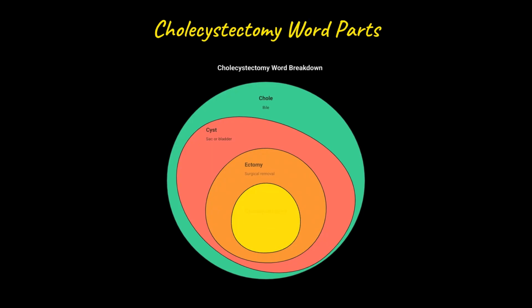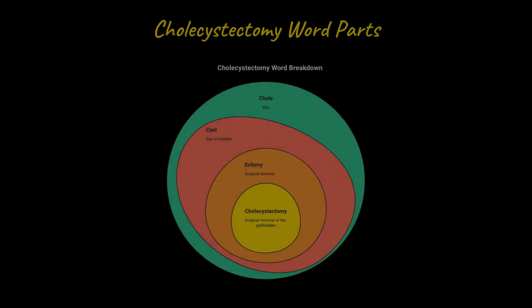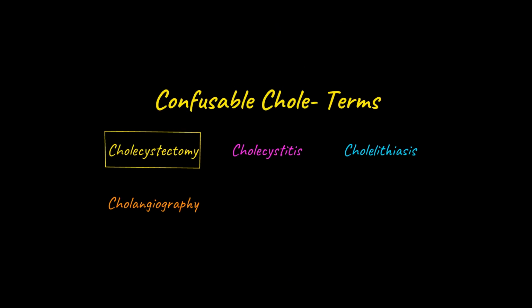Take cholecystectomy. The suffix ectomy tells us this is a surgical removal. The roots chole and cyst point to bile and the bladder-shaped storage organ, together naming the gallbladder. Combined translation, surgical removal of the gallbladder. The root chole recurs across many biliary terms. The suffix and modifying root determine the specific meaning.